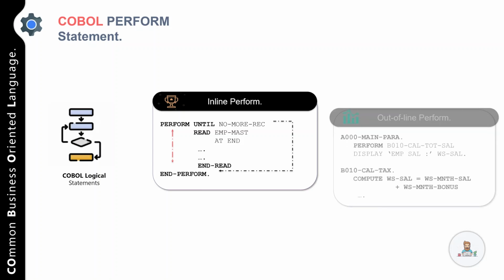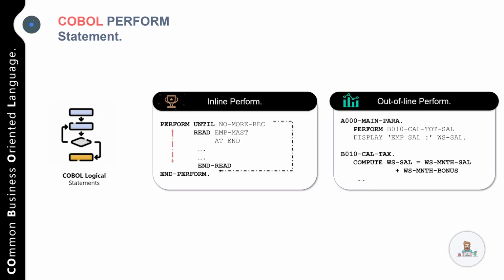Now the next category is the out-of-line PERFORM statement. Whenever an out-of-line PERFORM statement is executed, the control is transferred to the first statement of the procedure, paragraph, or section that is specified in the PERFORM statement. The perfect example of an out-of-line PERFORM statement is the basic PERFORM statement, that is, PERFORM followed by the paragraph name. In the following example, we have a paragraph A000-MAIN-PARAGRAPH. This is the main paragraph in the procedure division.